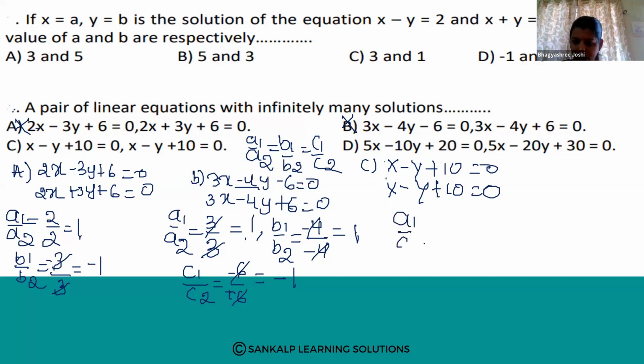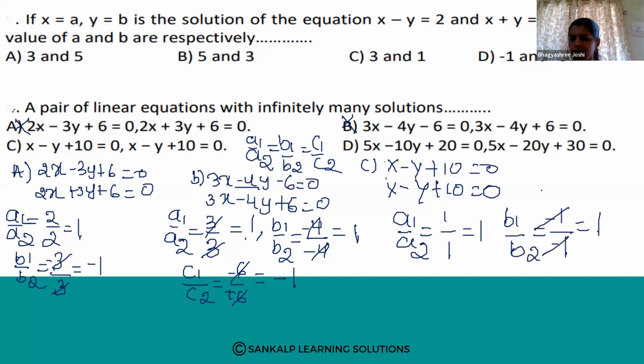Okay. See, A1 divided by A2. A1 value is 1, A2 value is 1, therefore this is 1. B1 divided by B2, B1 value is minus 1, B2 value is minus 1, minus 1 and minus 1 get cancelled. So you will get 1. C1 divided by C2, C1 value is 10 divided by C2 value 10. 10 and 10 will get cancelled, so 1. That means in this option, we will have A1 divided by A2 is equal to B1 divided by B2, and it is equal to C1 divided by C2. Therefore, option C is right. Yes or no?